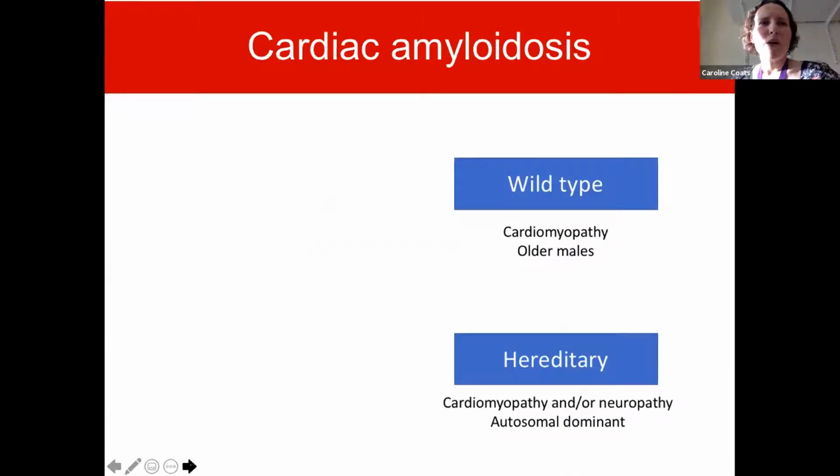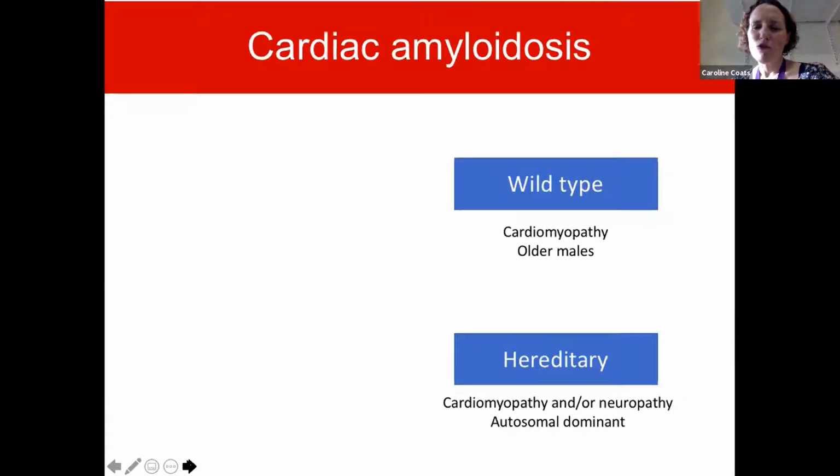So there are 2 subtypes of transthyretin amyloidosis. There's a subtype called wild type, which is predominantly a cardiomyopathy. Now, this typically affects older males. We don't really understand why that's the case, but it is a feature, and that on its own should alert a doctor to thinking about amyloidosis.